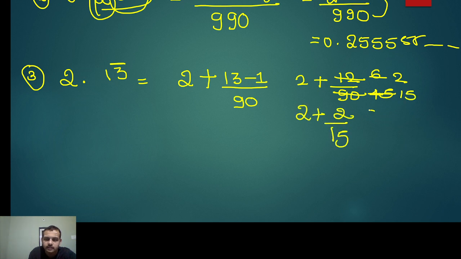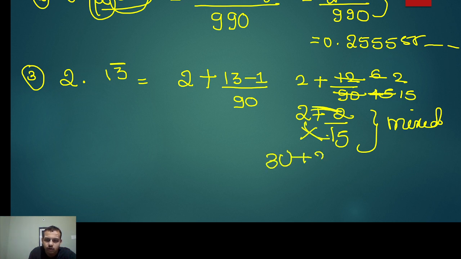This is a mixed fraction. If they ask for an improper fraction, then multiply 15 by 2, which is 30, plus 2, divided by 15. It becomes 32 by 15.